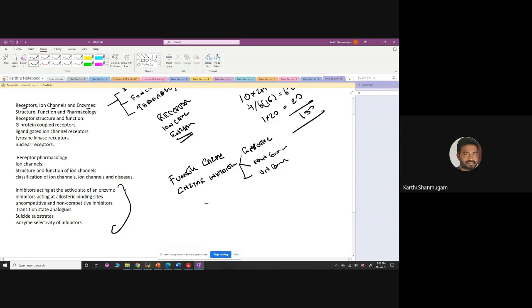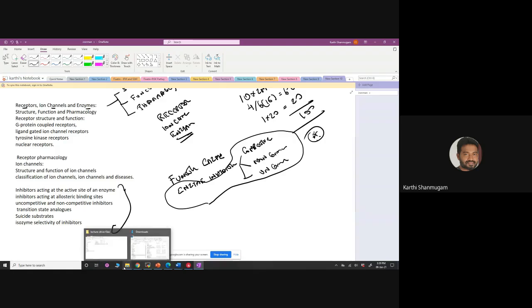This is very important from the examination point of view. We can expect one essay type question out of this, either competitive, non-competitive, or uncompetitive inhibition. What the examiner may expect is a clear illustration. If you refer to the lecture I have given for inhibition, you can find a simplified illustration for all three types of inhibition.